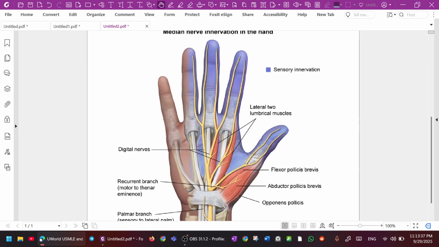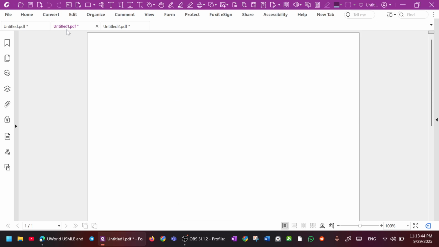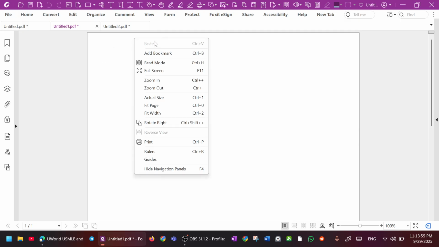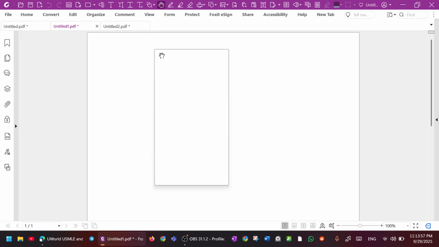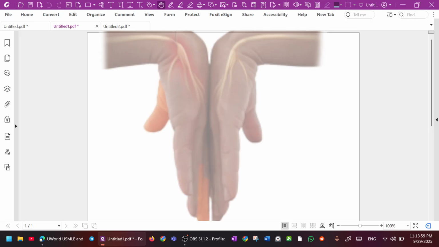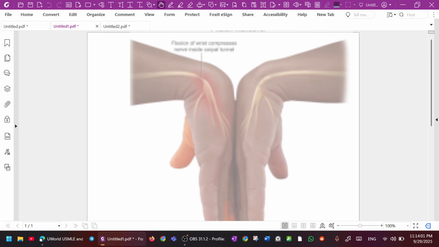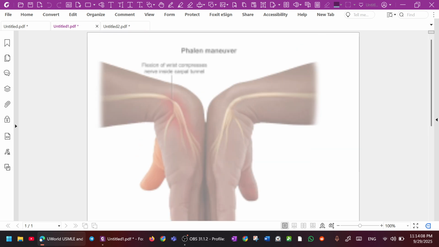Provocative maneuvers: we can do some provocative maneuvers. For provocative maneuvers, we can use the Phalen's test, the Tinel test, and the Durkan test. If we look at this picture, can you tell me the name of the test? This is Phalen's maneuver.